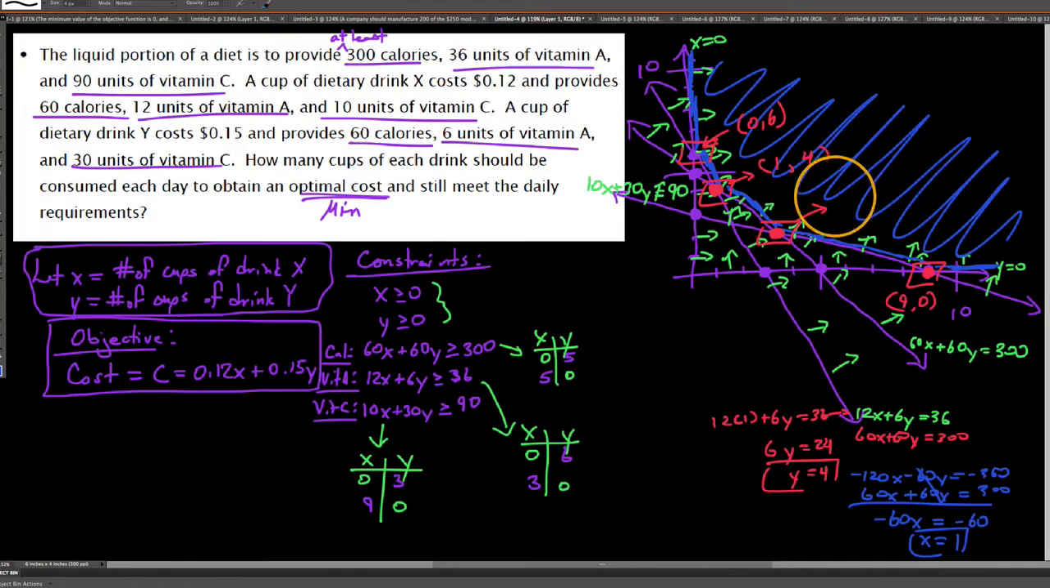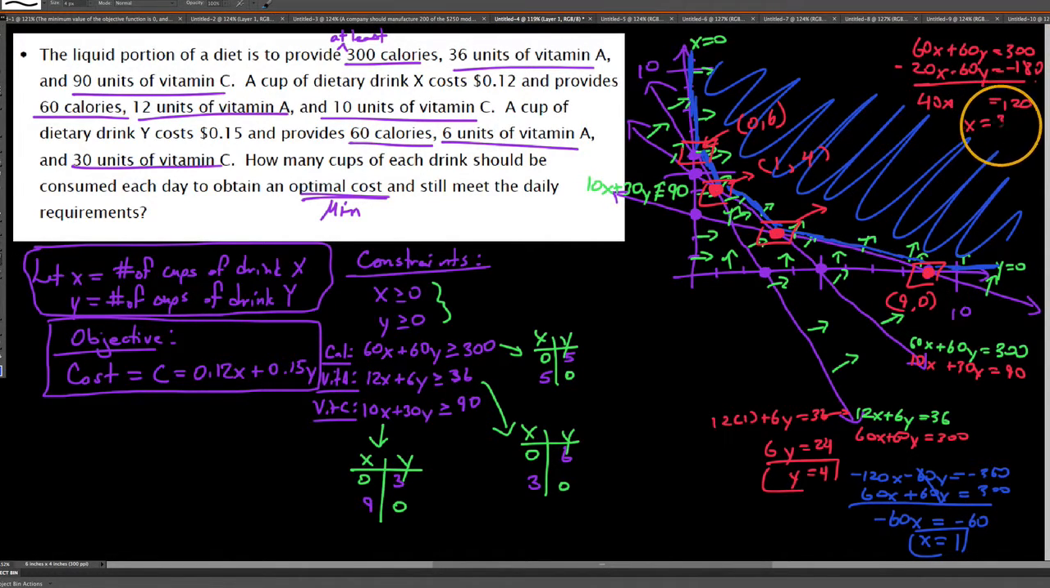Now going for this other vertex, it's the intersection of 60x plus 60y equals 300 and this other graph that I labeled over here. I'm going to bring its equation over here, 10x plus 30y equals 90. The only reason I'm doing it right here is because I don't have room. If you have room on your paper, do this somewhere else. I'm going to take the second equation times negative 2, which gives negative 20x, negative 60y, and negative 180. Adding these up, I get 40x plus no y's equals 120. This means our x value must be 3.